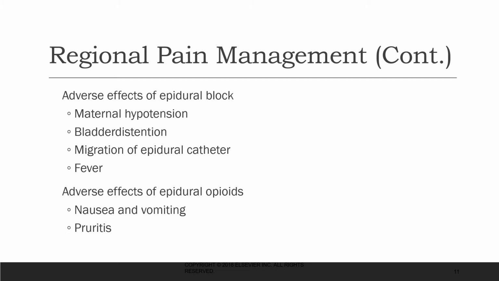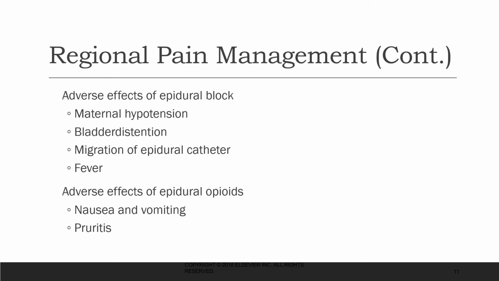So typically, before we place the epidural and before we load it up with medicine, we'll give mama a bolus of IV fluids. Remember, a bolus is a larger amount in a short amount of time, maybe 250 or 500 milliliters, and then we're going to really keep an eye on that blood pressure.